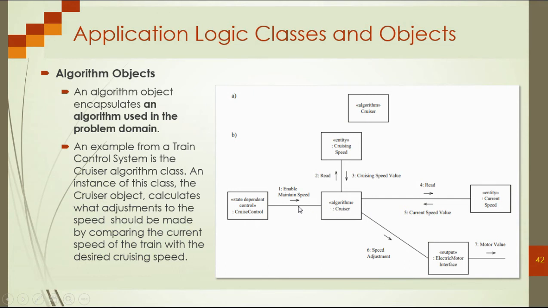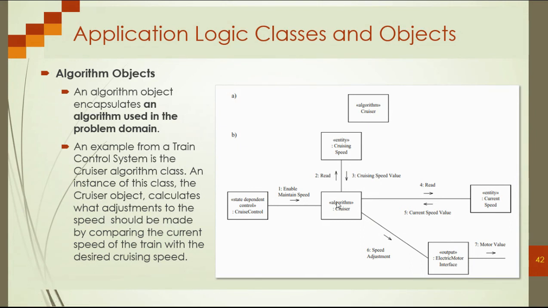this class is requested. For example, it is first requested by anyone to maintain the speed. So here there is a request to this object to maintain the speed of the train. So this object reads the current speed of the train, and then returns this value, and then here we calculate the appropriate speed, and then send this value to the motor. So here this algorithm is used to control another object.